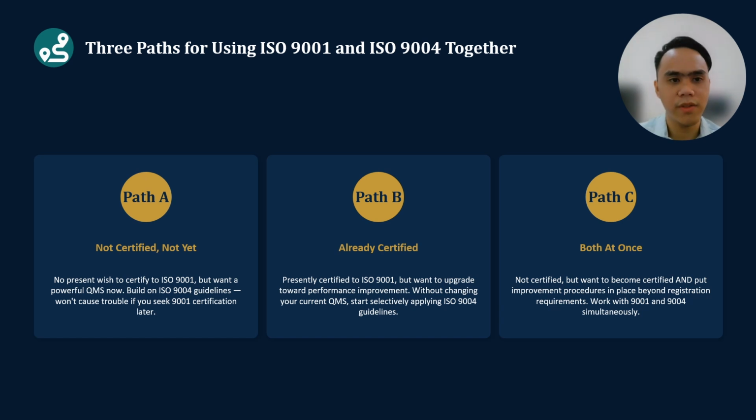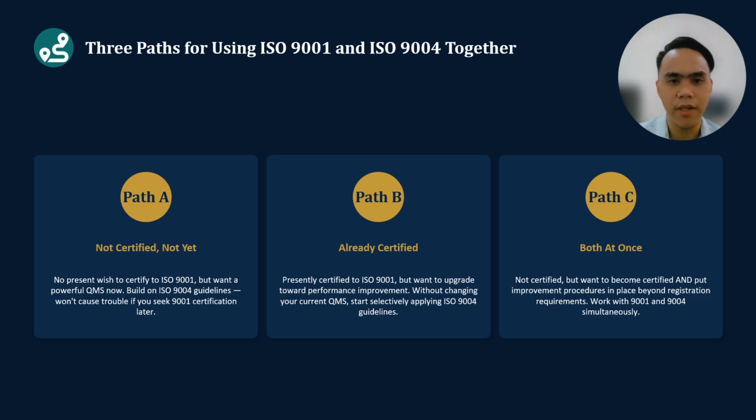Because ISO 9001 and ISO 9004 are structurally compatible by design, there are three practical paths an organization can follow, and it's worth understanding all three because they genuinely fit different starting positions. Path A: you have no present wish to be certified to ISO 9001 requirements, but you want to install a powerful QMS right now with the option to go for ISO 9001 certification later. So you build your present quality system on the guidelines of ISO 9004.